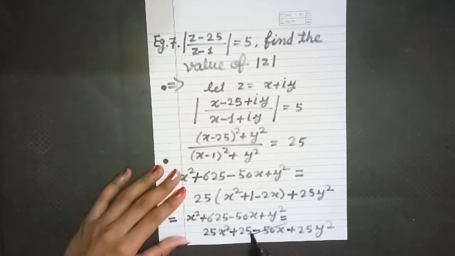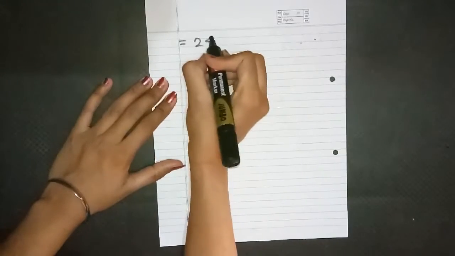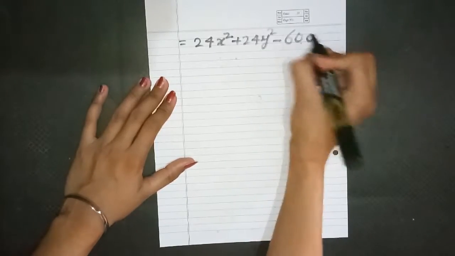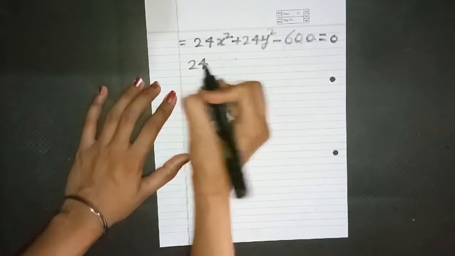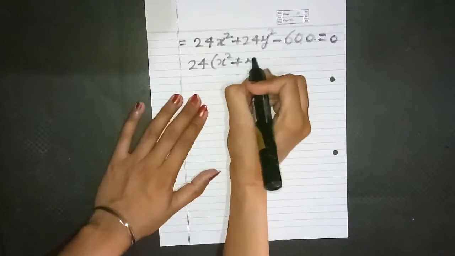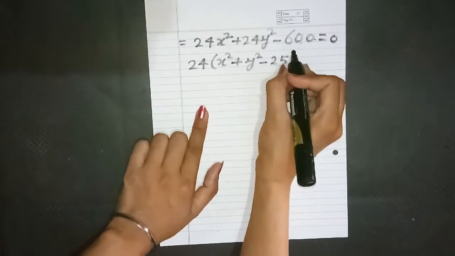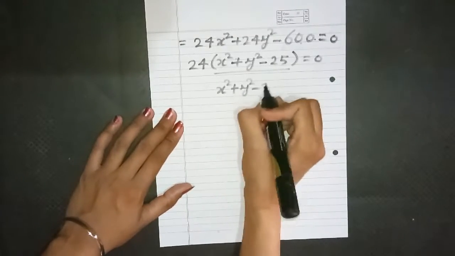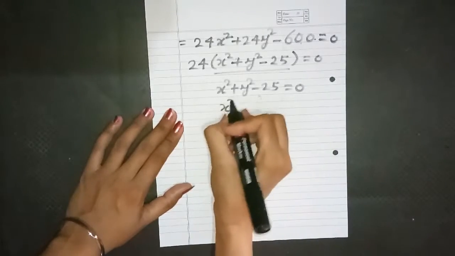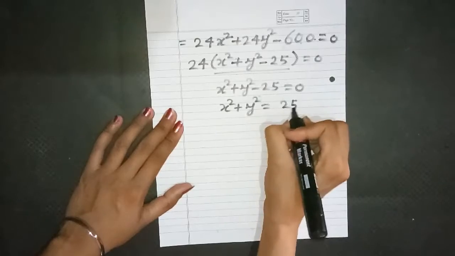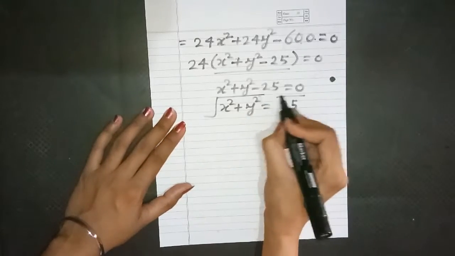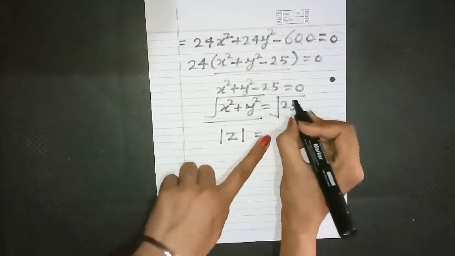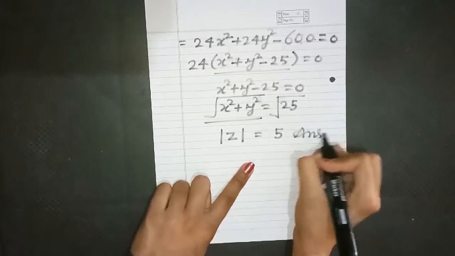Here minus 50x will get cancelled. 24 x square plus 24 y square minus 600 is equal to 0. Now taking 24 as common, we have x square plus y square minus 25 is equal to 0. So x square plus y square is equal to 25. Now take the square root on both sides, we will get modulus of z is equal to 5, right? So this is the answer.